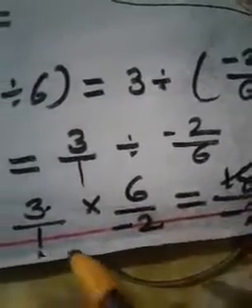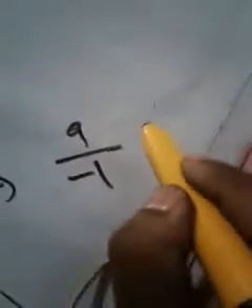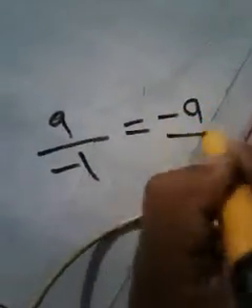3 into 6 is 18. 1 into minus 2 is minus 2. 18 by minus 2. The numerator is 18, the denominator is 2. And is there any common factor for numerator and denominator? Yes, 2 is common. So you can cancel by 2. So 9 by minus 1. What is 9 by minus 1? The answer is minus 9. You can ask me why.